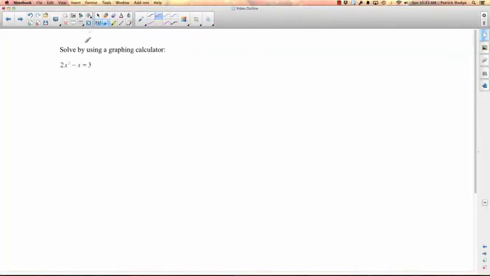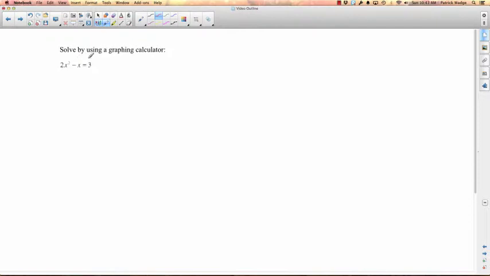Okay, for this last question, I want to show you how you can solve quadratic equations by using a graphing calculator. This is something I didn't do with my pre-calculus class, so there you go, something you can teach them. So we're going to try to solve this equation right here. It's hard to read, but it says 2x squared minus x equals 3.